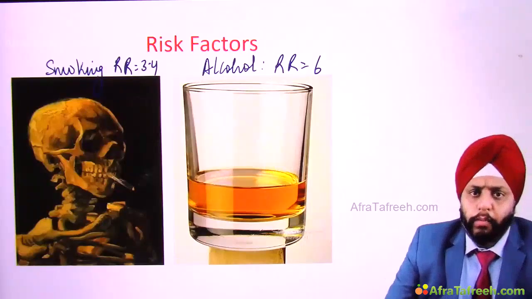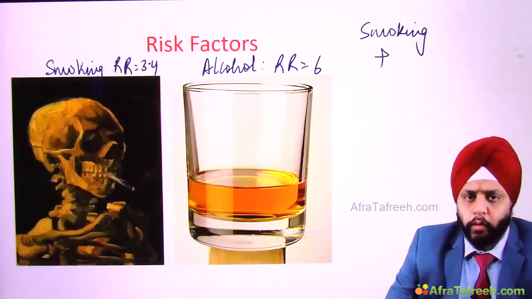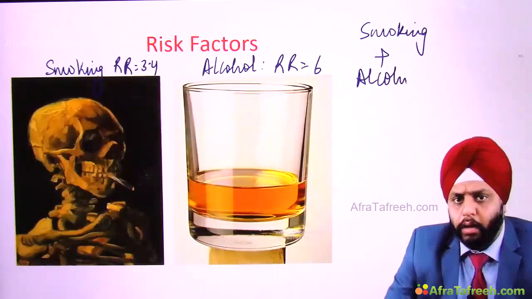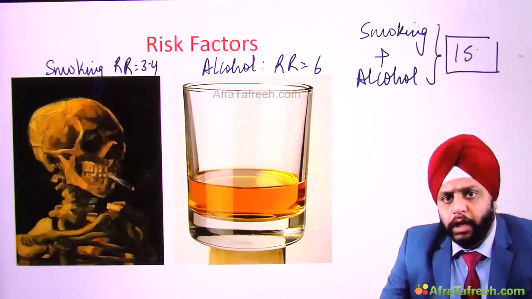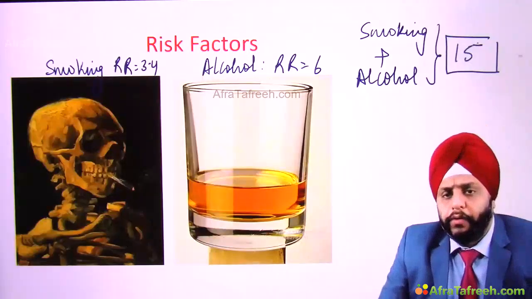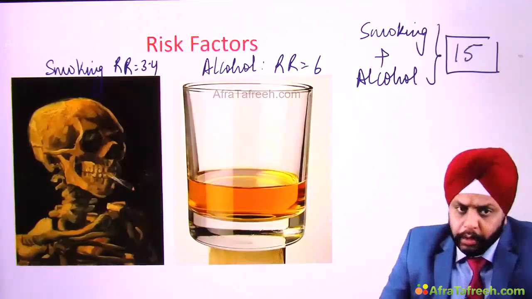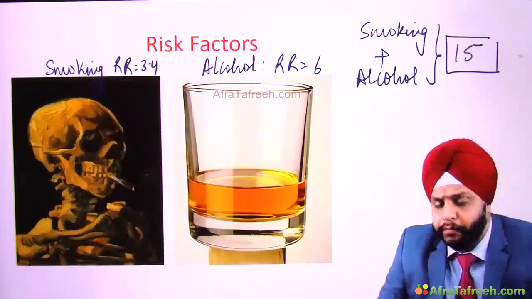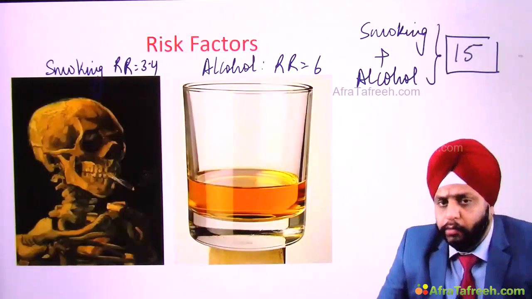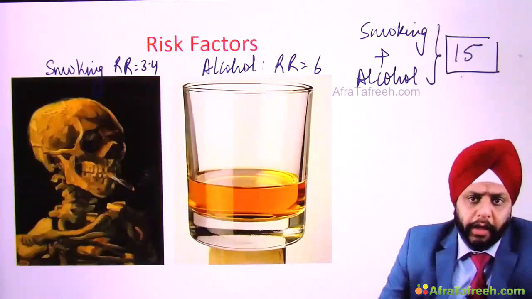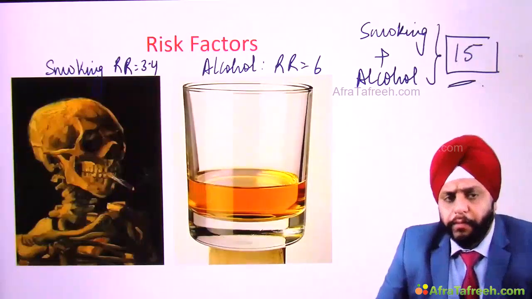Okay, now with both smoking and alcohol, the relative risk is 15. So 15 times higher chances of having CA larynx for a person who both smokes and drinks alcohol. Remember, these are not additive relative risks, they are multiplicative. So they have a multiplicative effect. You can see that if both of them are consumed, the relative risk is 15.